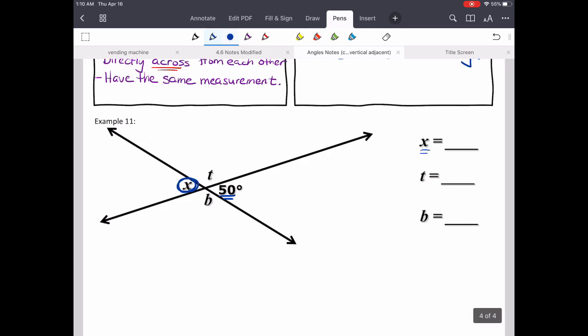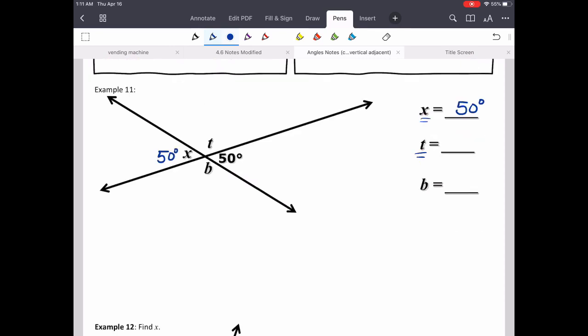So if X is vertical from 50 and that's 50 degrees, well, so is X, because vertical angles are equal. Okay, now let's find T next. If you look at T, T is adjacent to X. More importantly, you'll notice that T and X are supplementary. They share a vertex and they share a ray. If they're supplementary, that means they add up to 180. So if you do 180 minus 50, you're going to get angle T, which is 130. So that goes right there.